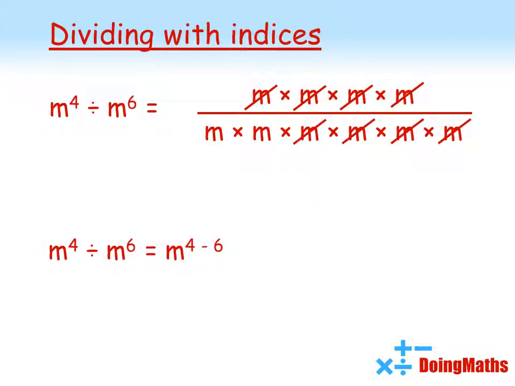So the same thing has happened again. If we take away that second power from the first, 4 take away 6, we're left with m to the power of minus 2, which is what our diagram shows us. So whenever we're dividing with indices, we have to take the second one away from the first one.